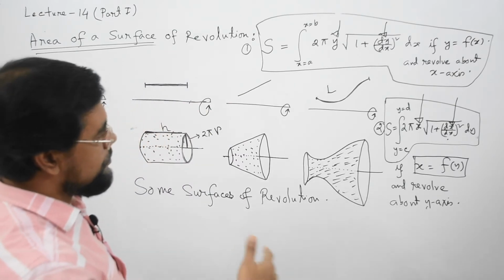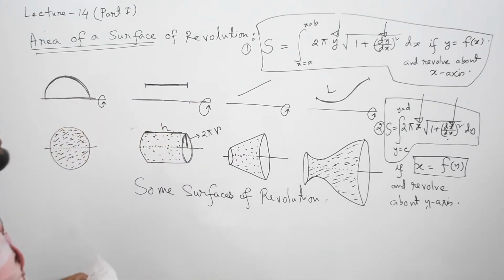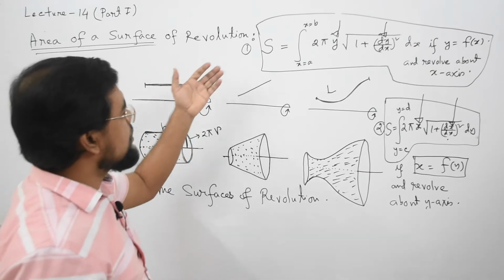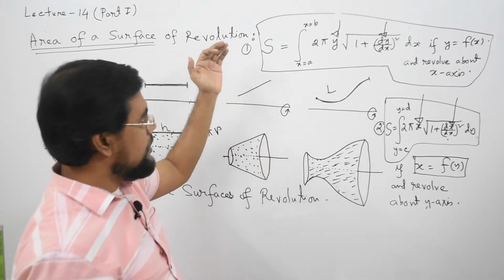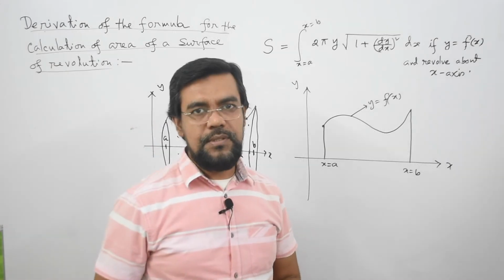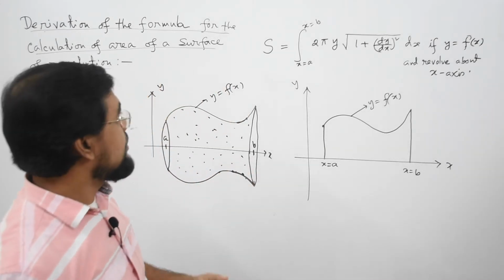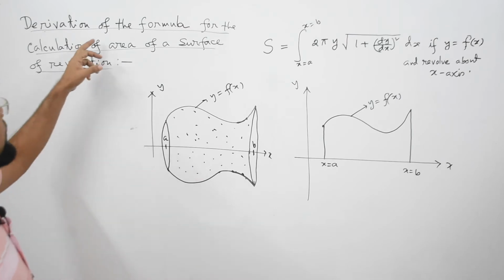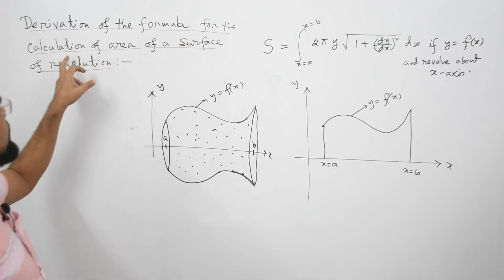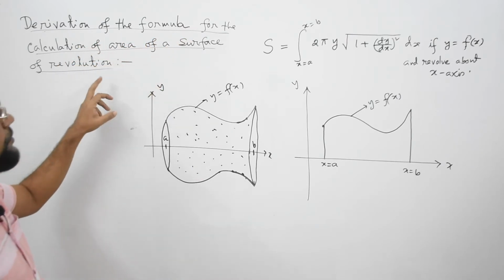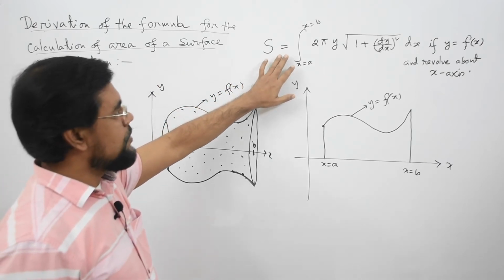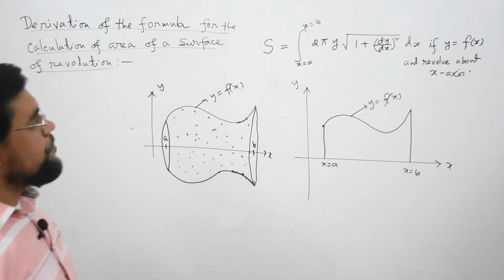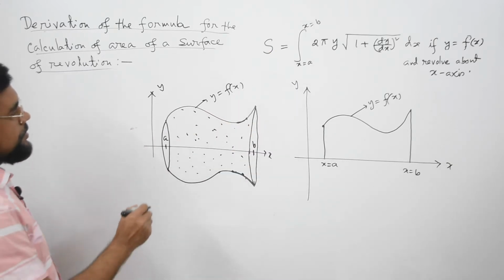Now the next question is, we want to understand where this formula comes from. How can we derive this formula? So now let us try to understand the derivation of the formula for the calculation of the area of a surface of revolution. We want to understand where this formula comes from.